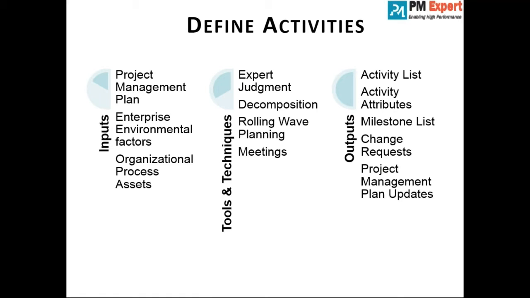Rolling wave planning means planning those activities which are near term in a detailed manner, right? And the activities which are at a distant level can be planned at a high level. As you move forward, you get more and more clarity on those activities also, which are in the distant future. So as you go closer to those activities, you can refine them in more detail.